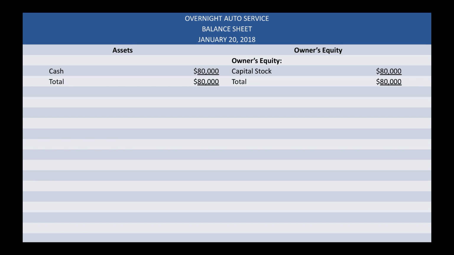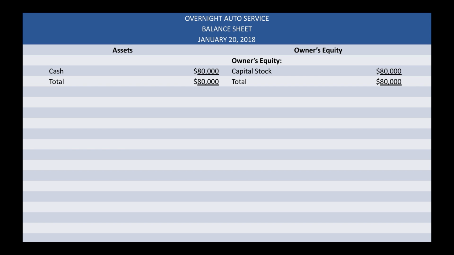McBrien officially started Overnight Auto Service on January 20, 2018. On that day, he received a charter from the state to begin a small, closely held corporation whose owners consisted of himself and several family members. Capital stock issued to these investors included 8,000 shares at $10 per share. McBrien opened a bank account in the name of Overnight Auto Service, into which he deposited the $80,000 received from the issuance of the capital stock. The cash account of Overnight Auto Service increased by $80,000, and the capital stock of the company also increased by $80,000.